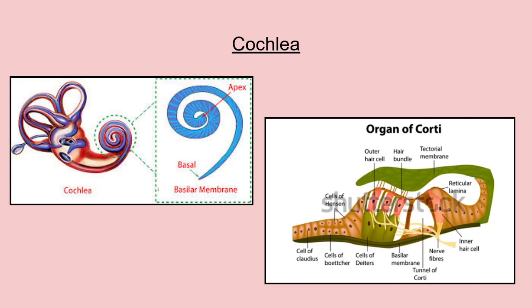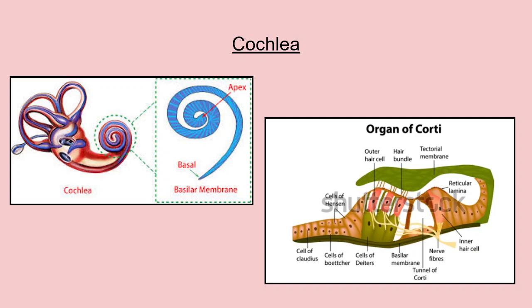Now, as you see, this is the basilar membrane. This basilar membrane within the cochlea is a key structure that vibrates in response to sound waves, and different frequencies of sound cause vibrations at different locations along the membrane. The cochlea contains the organ of Corti. This is the picture of the organ of Corti, which is located on the basilar membrane, and it contains hair cells that convert the mechanical vibrations into neural signals, which are essential for auditory transduction.